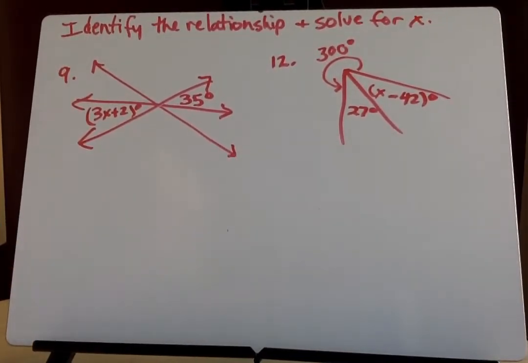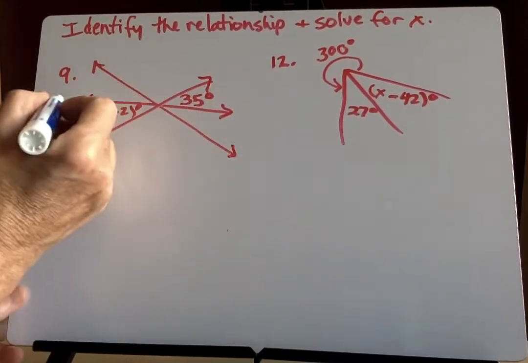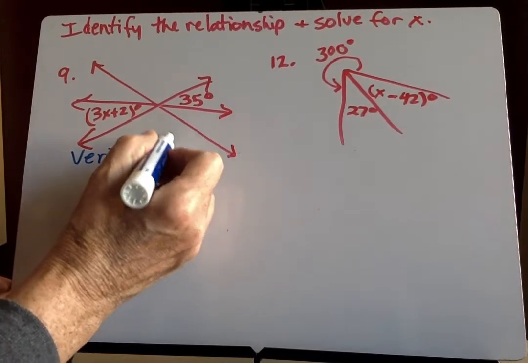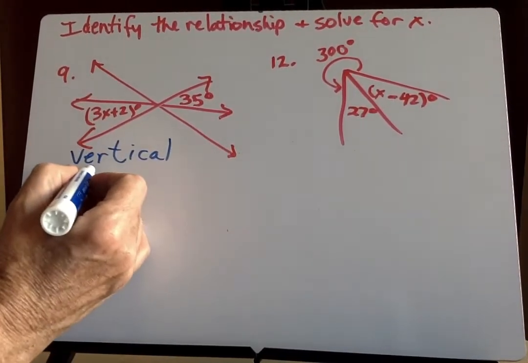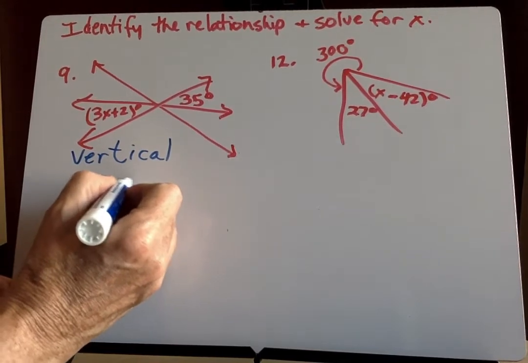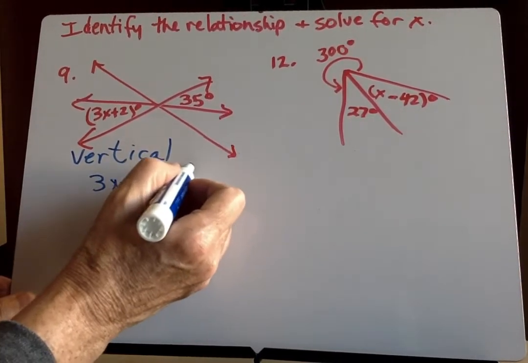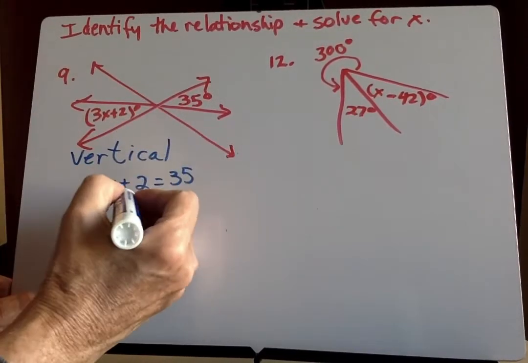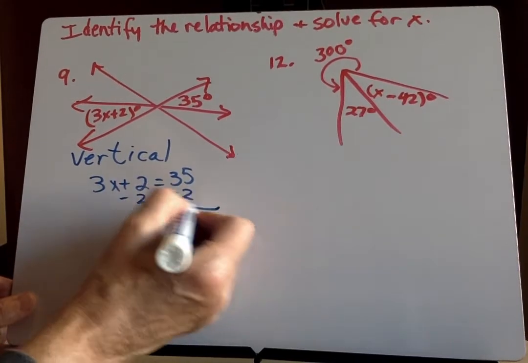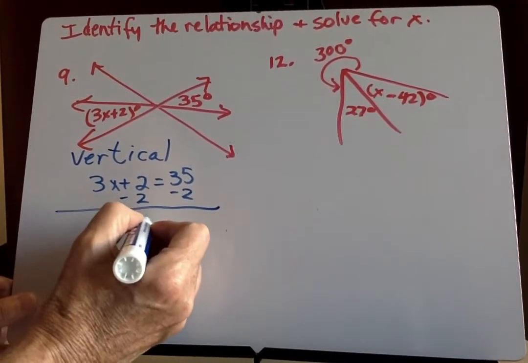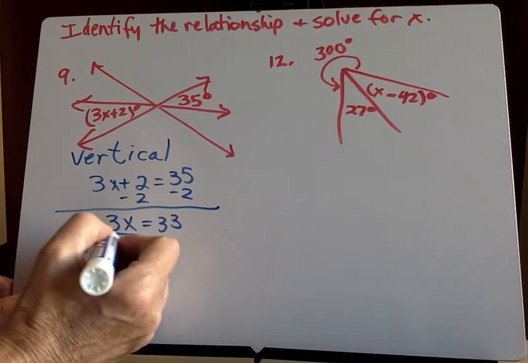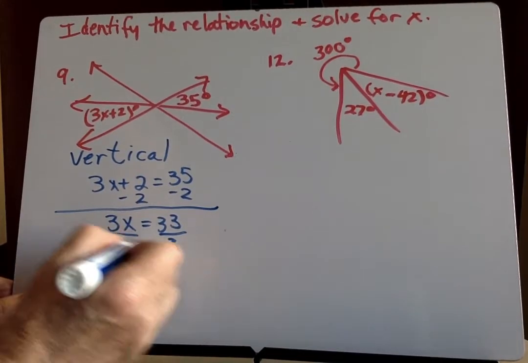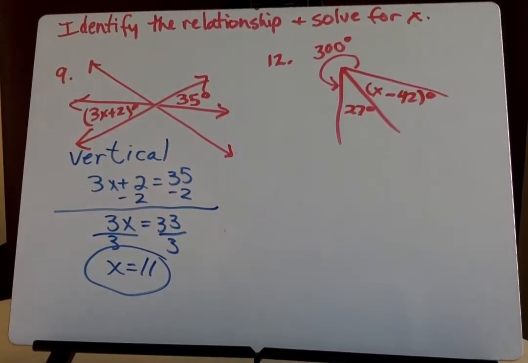Okay, so I see that there's one intersecting line, so these are vertical. Now, we know that vertical angles are congruent, so I can set these equal to each other. 3x plus 2 equals 35 degrees. And I don't need to really write degrees right there, but I did. So we're going to go minus 2, and we're just going to use our problem solving skills. We're going to solve for x. And x equals 11, okay?